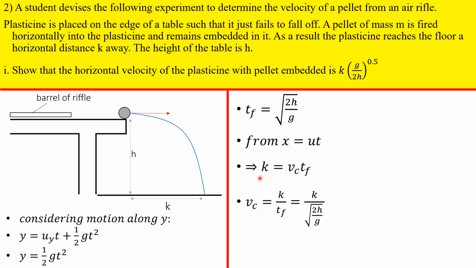So our horizontal displacement, which is x, is k, right? So that's why you see me putting k there. Horizontal displacement is velocity, vc, times time of flight. But what's our vc? Our vc now becomes k over time of flight. And when our time of flight is 2h over g, we can simplify that and then we get that our common velocity is basically k into g over 2h raised to the power 0.5. And that is our proof for the first part.